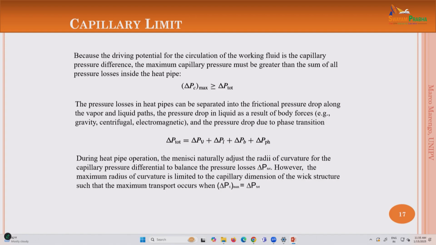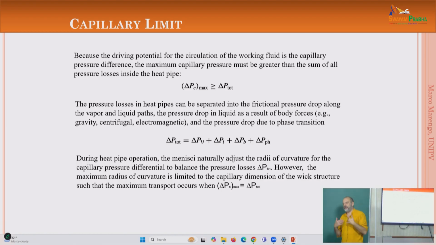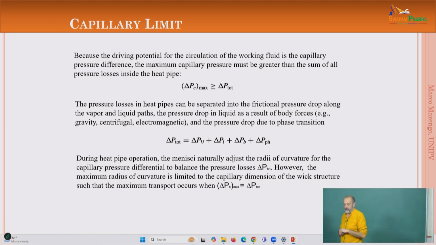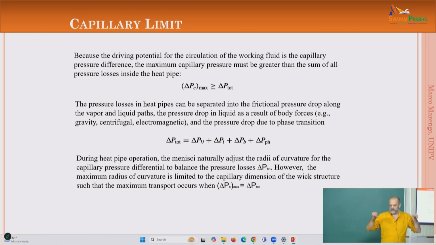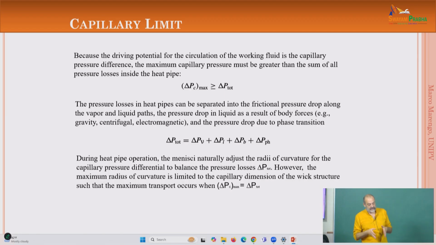Let's think about the capillary limit. We said that it happens when the capillary pressure is not enough to bring the liquid back to the evaporator. This means that the capillary pressure should be equal to or bigger than the sum of the pressure drops, or let's say the pressure that we need to overcome in order to bring the liquid to the evaporator. For example, this means that delta Pc, the maximum value, must be bigger than delta P tot. So we may have these terms: delta PV, delta PL, delta PB, and delta PH, okay?